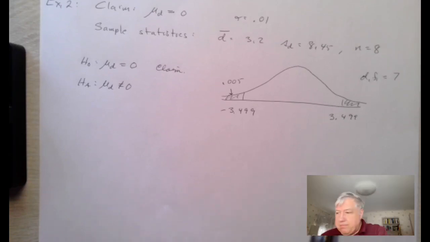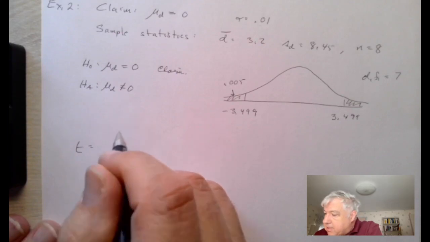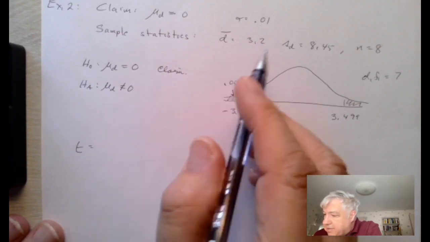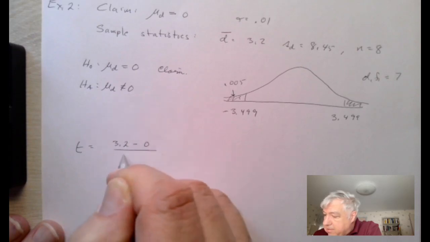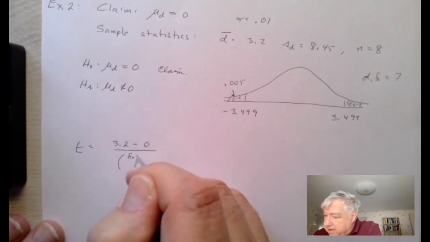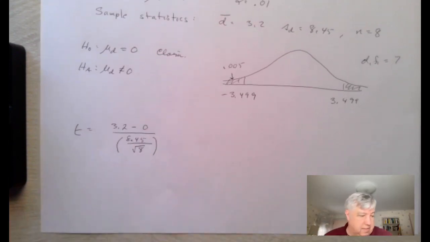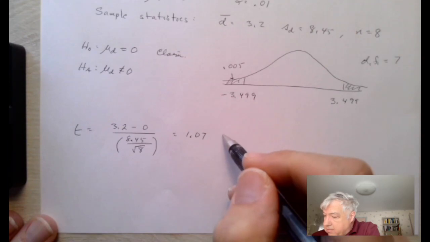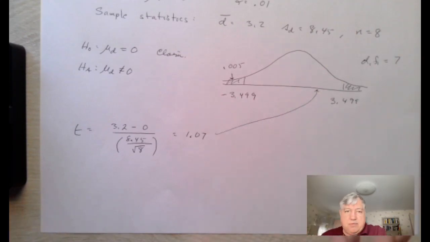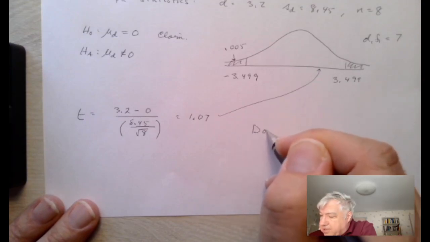And we compute the value of t. This is once again d bar. This is 3.2 minus 0 over 8.45 over the square root of 8. Okay, and that turns out to be 1.07, which is not in the rejection region. That's not even close. So we don't reject H0.